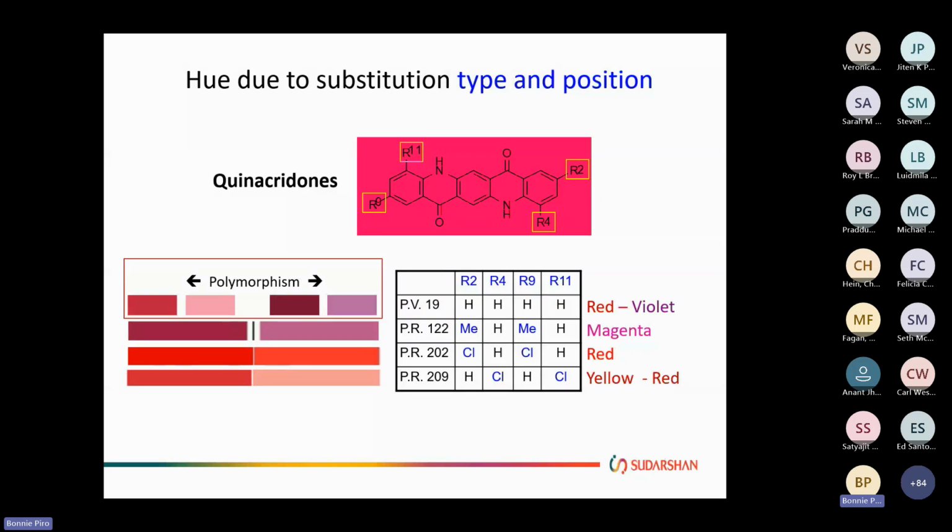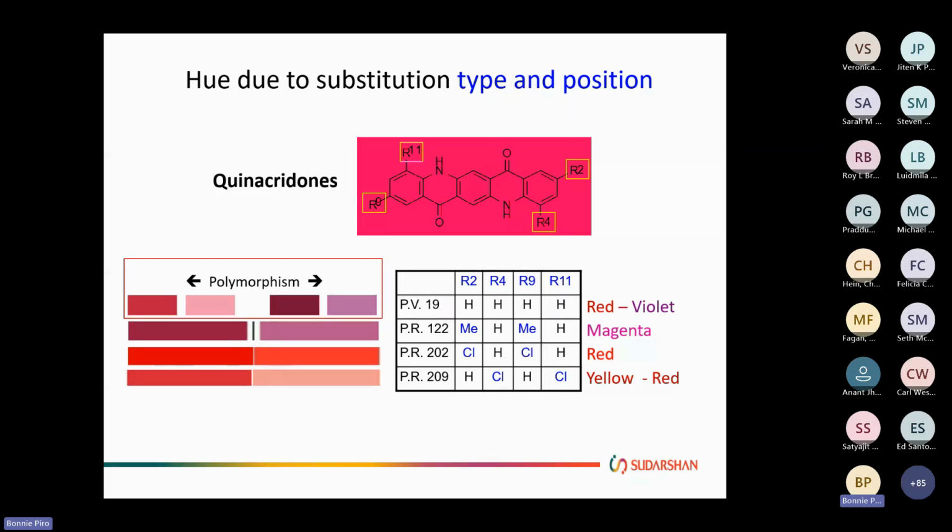So if we start with the unsubstituted, that's going to be our pigment violet 19, and they span from the red shade to the violet shade, and that's due to the polymorphism of that particular crystal. The gamma crystal is the red shade, or the red shade yellow, as some people call it. The beta crystal is to the violet side, so a blue shade of hue, all due to that polymorphism.